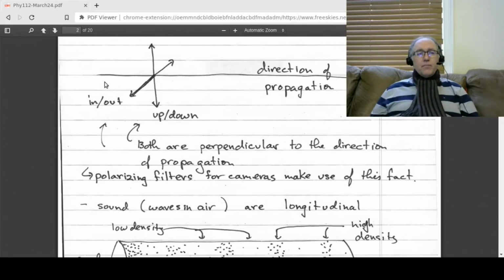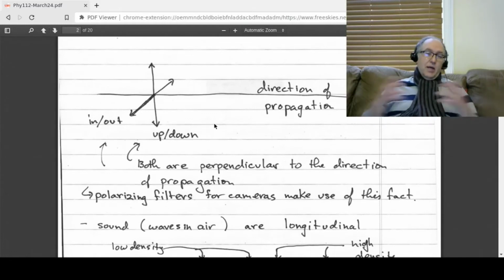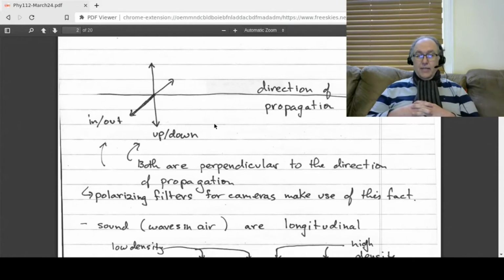So this would be useful for diagnostic tools too. Okay, you can imagine if sound were polarized and you were using some kind of ultrasound diagnostic, you'd be able to differentiate the two polarized modes, and then you might get different imaging.